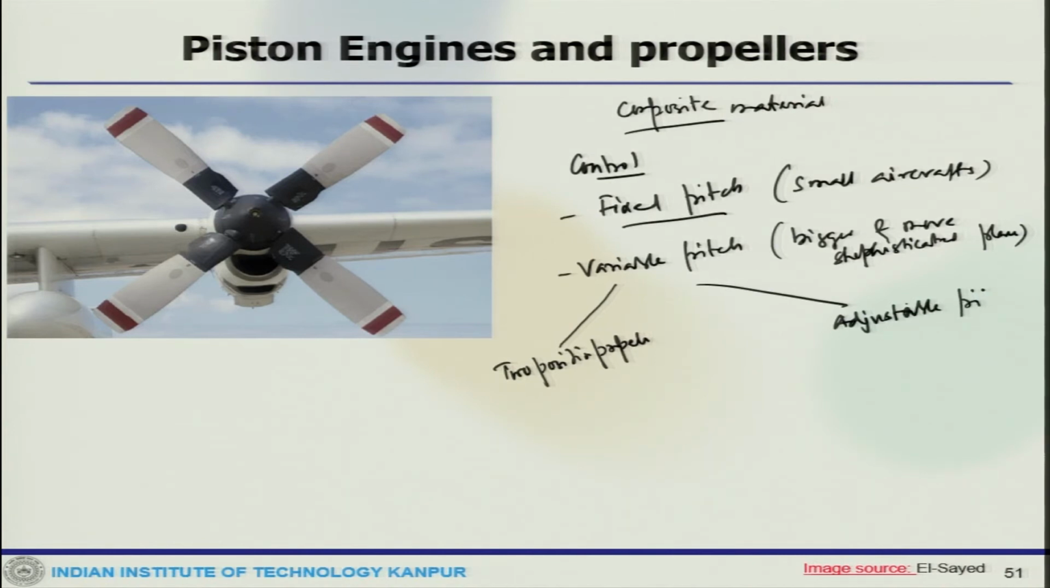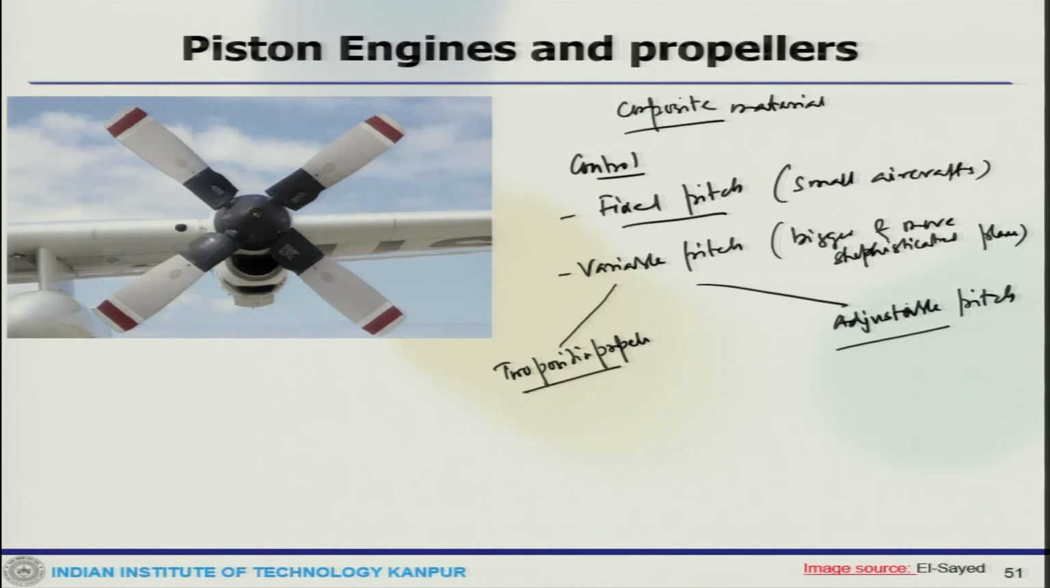Now, when you talk about a two position propeller, the blades are limited to two angles: one for takeoff and climb, low speed operation, and the other for cruising, which is high speed operation. Whereas when you go to adjustable pitch, where the pitch can be altered by the pilot, these are controllable pitch, which has an automatic mechanism to adjust its own pitch to match the flying requirement.